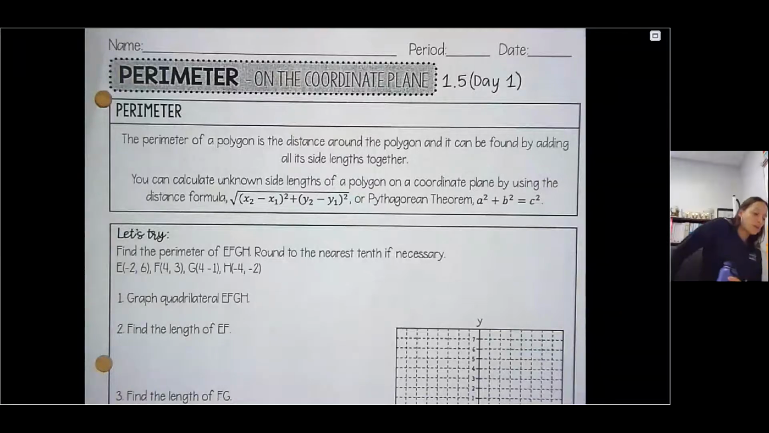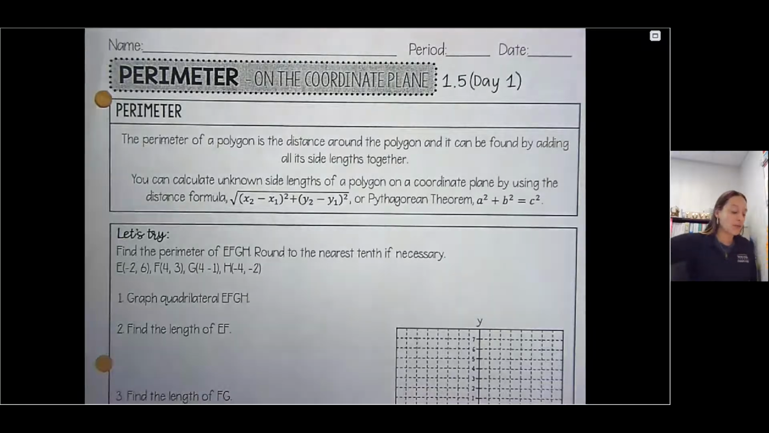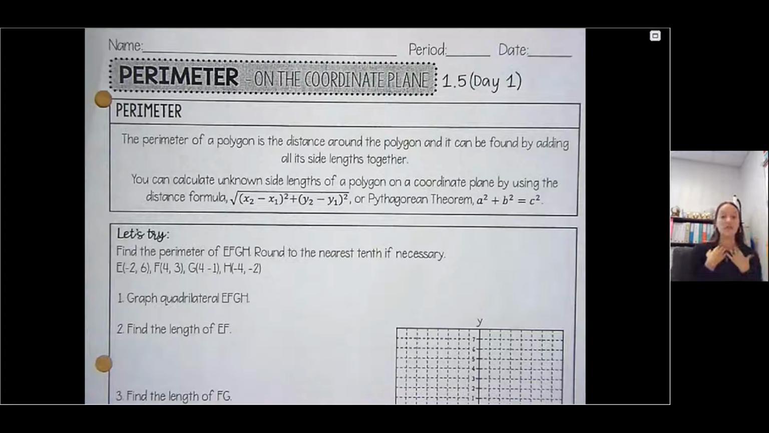Today we are going to talk about perimeter and area on the coordinate plane. At this point, we have talked about points, lines, and planes, and we've talked about segments as well. And remember, a segment is just part of the line that you can physically measure. It's got a starting point and an ending point, and it doesn't go on forever. A line would go on forever, but segments don't.